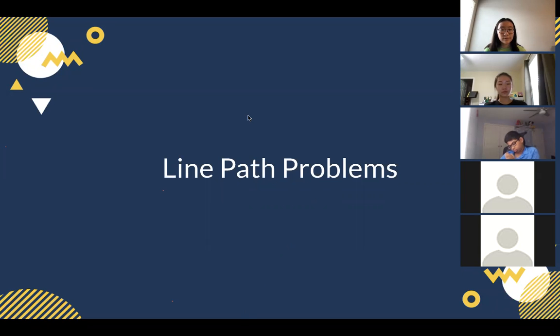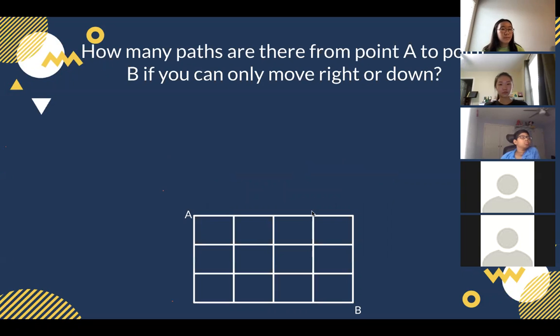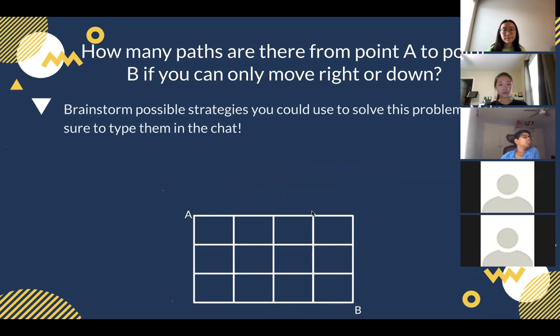Line path problems. All right. So how many paths are there from point A to point B if you can only move right or down? So what are some possible ways you can do this, like strategies? Yeah, so down 3, right 4. Okay, so that's one possible way. All right, are there any other possible ways?